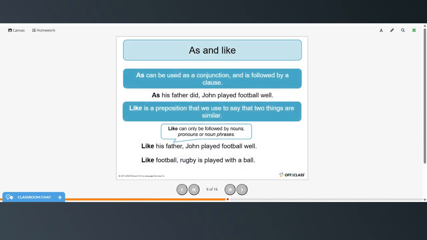As can be used as a conjunction and is followed by a clause. As his father did, John played football well. Like is a preposition that we use to say that two things are similar. Like can only be followed by nouns, pronouns, or noun phrases. Like his father, John played football well. Like football, rugby is played with a ball.